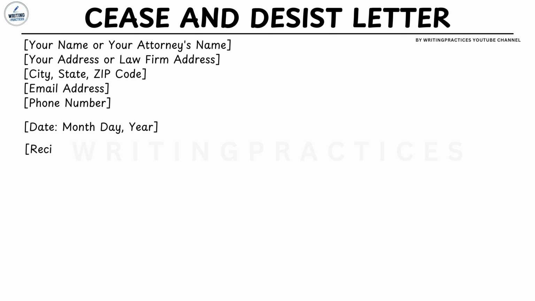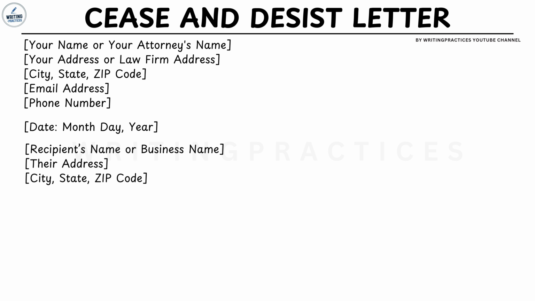3. Recipient's information. Below the date, you'll add the recipient's details. This includes their name, business name if applicable, and address. For example, if you're writing to a business, it might look like this. John Smith, ABC Enterprises, 456 Elm Street, Somewhere, USA, 67890. This ensures your letter reaches the right person or department. Double-check their details before you send it. It's worth the extra effort to avoid delays.